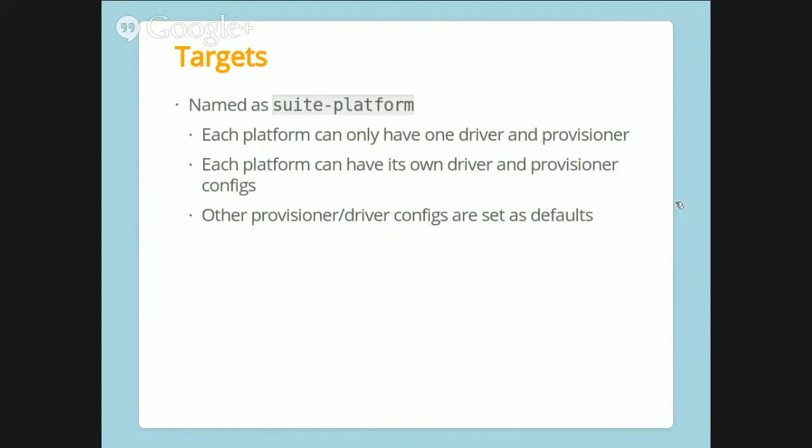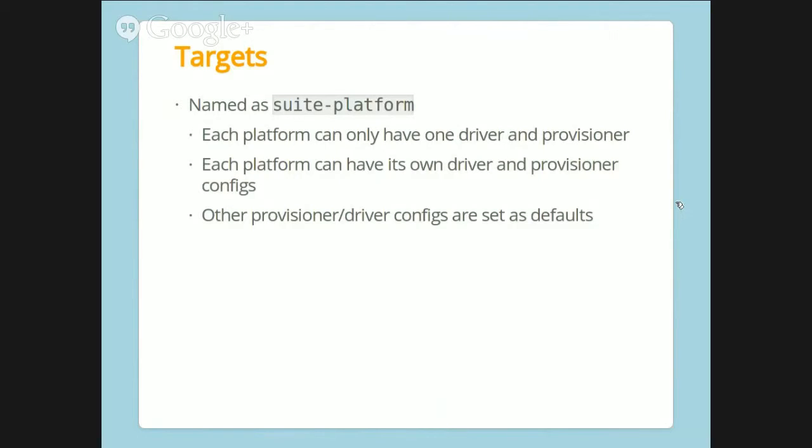But it turns out that each platform can only have one driver and one provisioner. So if you want to use multiple drivers like Vagrant, OpenStack, you have to have multiple platforms. Most people just use Vagrant, and then they provide an extra config for OpenStack or for Amazon or Rackspace or other cloud platforms.